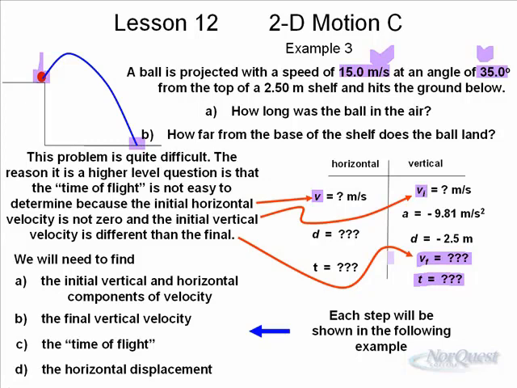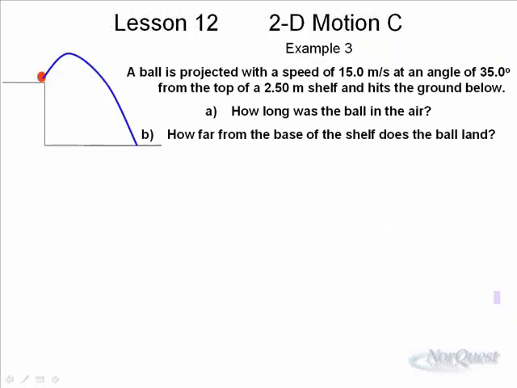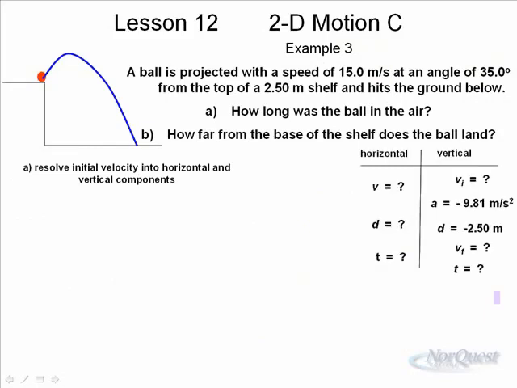So each of these four steps: resolve the initial velocity into its components, find the final vertical velocity, the time of flight, and finally the horizontal displacement. So the first thing we should do is resolve the initial velocity into its components. And we did this with a previous question.